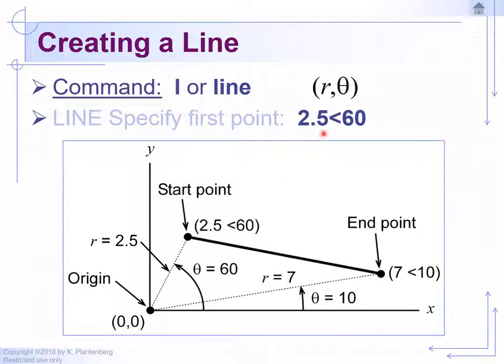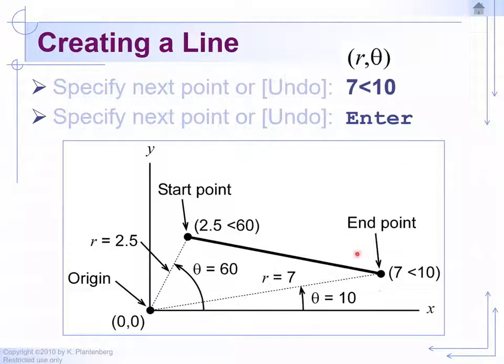So once again, 2.5. So from the origin, we go 2.5 units. And then we rotate 60 degrees counterclockwise to locate our first point. Now let's locate our next point. To locate our second endpoint, it's a length of 7 with respect to the origin, and then you rotate counterclockwise 10 degrees.